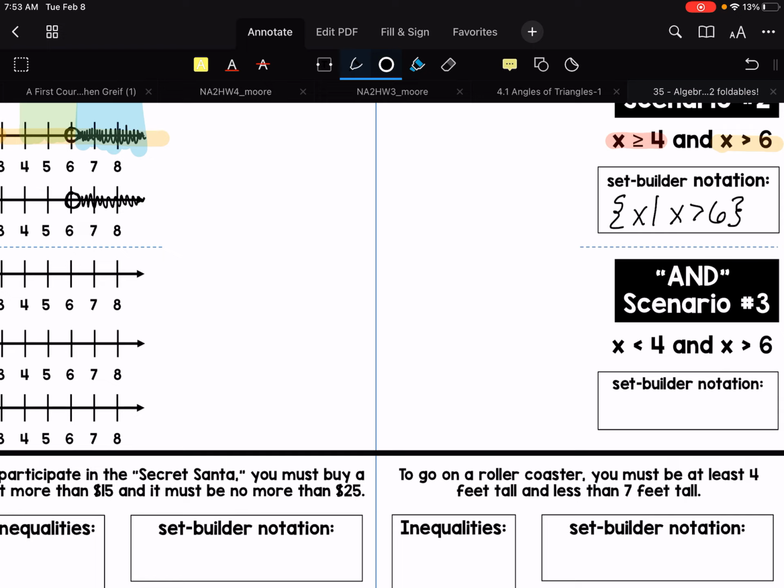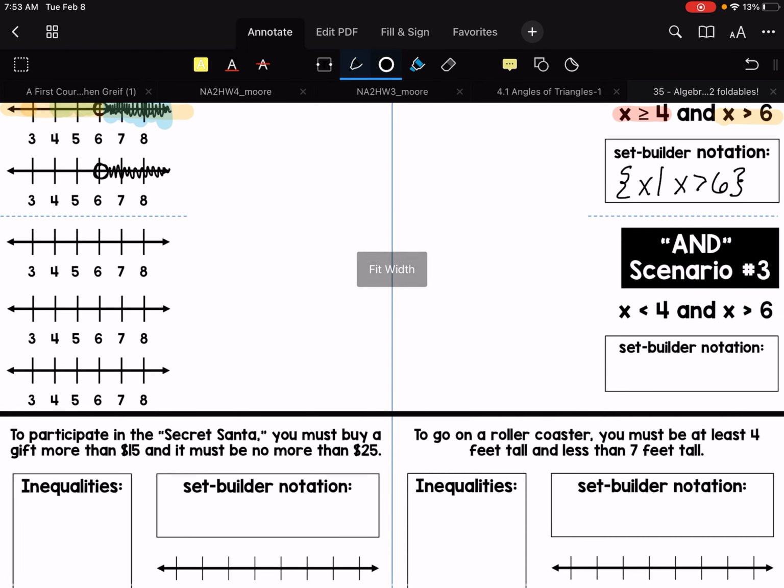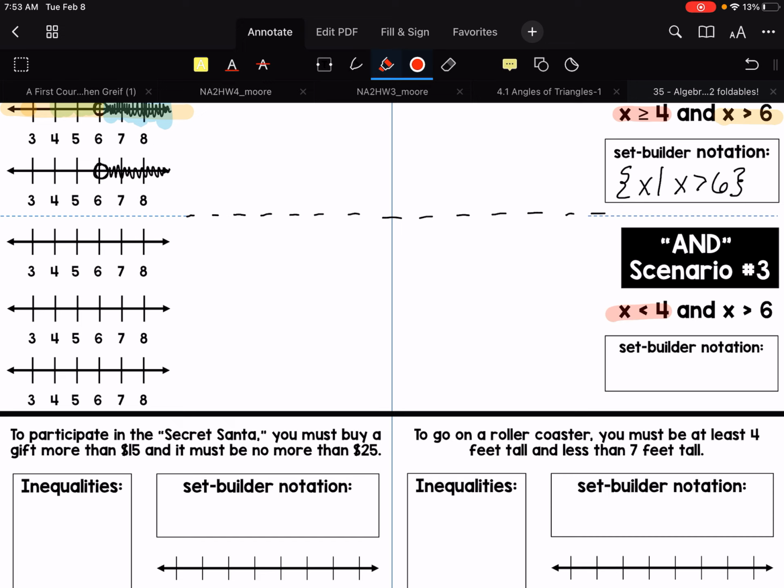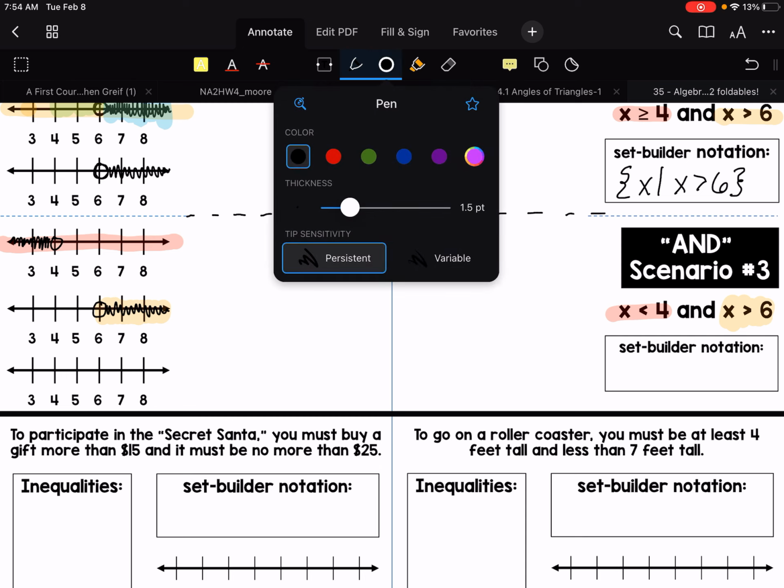Finally, we've got one more here. Again, this is the "and" portion of these. And again, it's easiest to graph these first because you're going to see the patterns and kind of find where they are coming from. So the first one here, we've got x is less than 4, open point, less than 4. The next one, we have x is greater than 6. So I've got an open point and it goes this way. Again, "and" means there has to be an overlap.